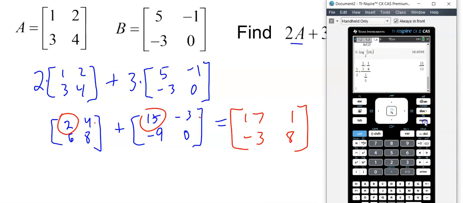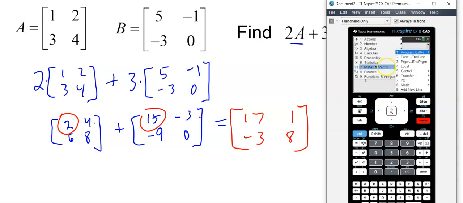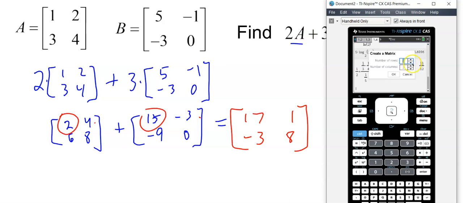So there's a couple ways to get to matrix. One way is to go matrix or menu and go to matrix. And the first one is create. Your side looks like a 2 by 2 there. So I can type in 2, 4, 6, and 8, plus. I'm going to show you another way to enter a matrix.